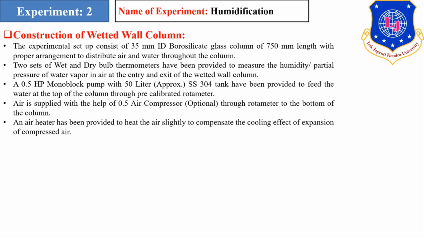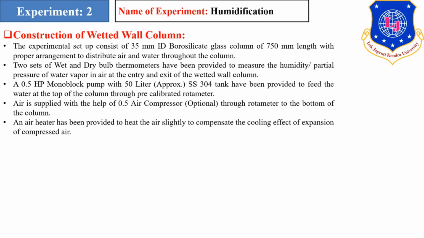Now two sets of wet and dry bulb thermometers have been provided to measure the humidity or partial pressure of the water vapor in air at the entry and at the exit of the wetted wall column. So within this equipment there are two wet and dry bulb thermometers at inlet and outlet to measure the humidity, or you can say partial pressure, or basically to determine the temperature of the vapor at the entry and exit.